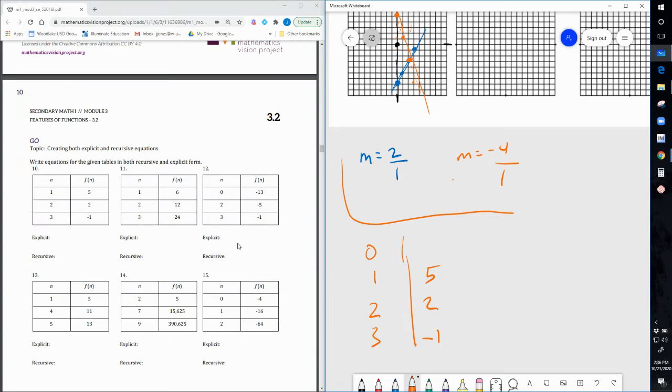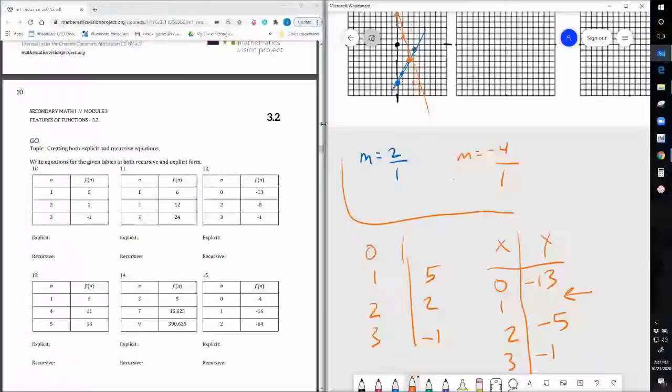Also, be careful. Look at number 12. It goes 0, 2, 3. You're going to have to figure out what that first term is. Okay, based on what's going on. So you might want to rewrite your table because most of you guys write this on paper. So you're going to write a table, and I would say, okay, 0, -13, 1 blank, 2, -5, 3, -1, and then go ahead and figure out what that is, and then you'll be able to write the equations.